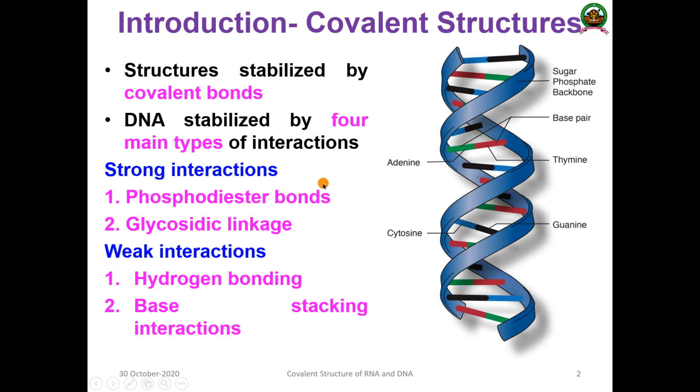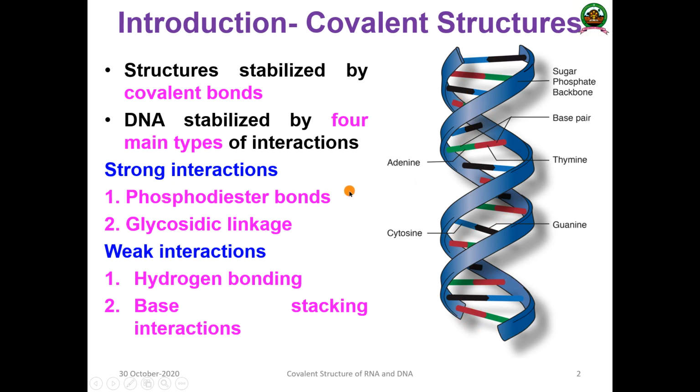These linkages commonly involve sharing with atoms such as oxygen, etc. There are two types of strong interactions. One is the phosphodiester bond. The next one is the glycosidic linkage. Then the weak interactions are hydrogen bonding and base stacking interactions. All those interactions commonly stabilize the DNA double helix.